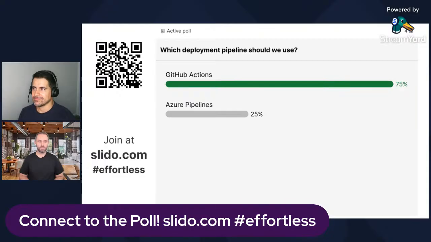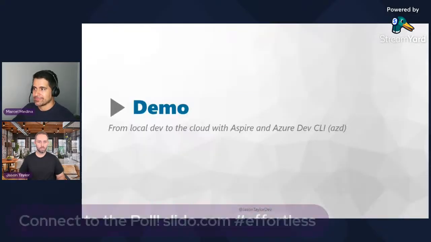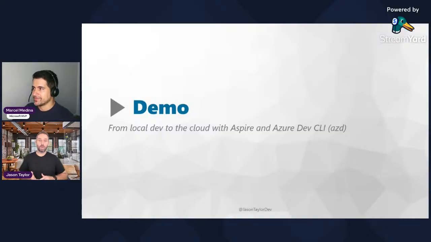All right, 75% of you voted for GitHub Actions, so let's do it. We'll take our demo app, use Aspire and the Azure Developer CLI, check out the deployment manifest, and set up a CI/CD pipeline using GitHub Actions. And we'll push this into the cloud.